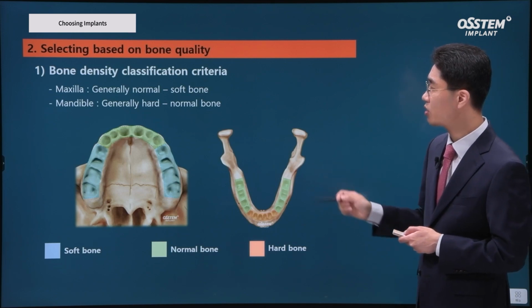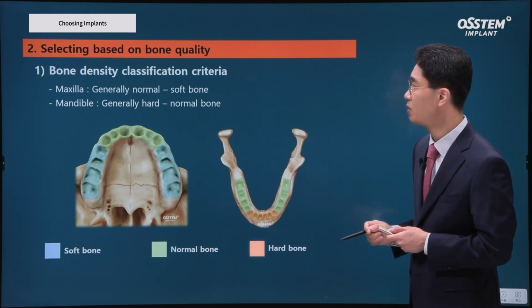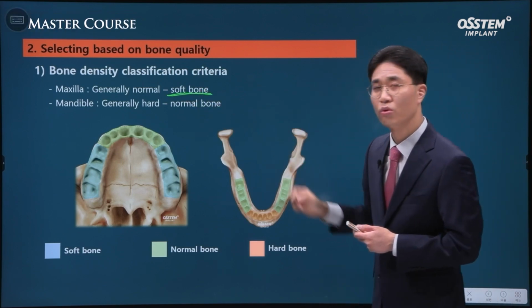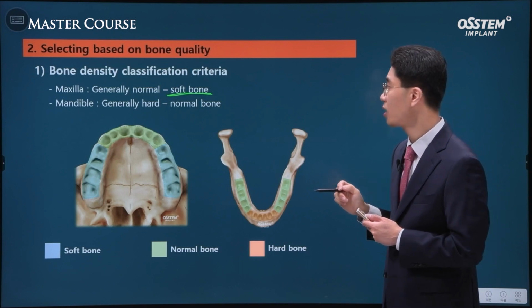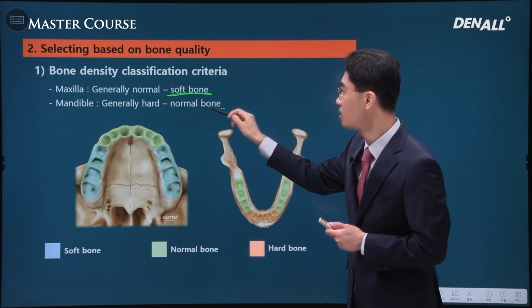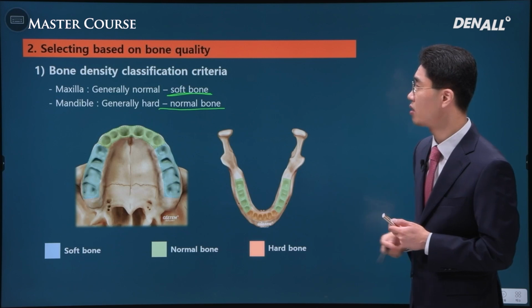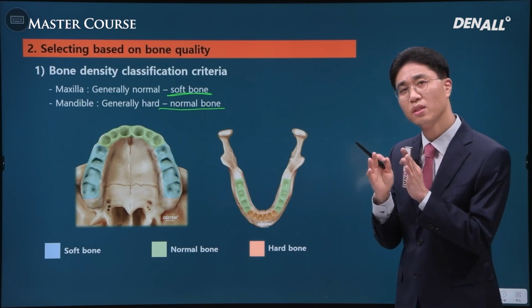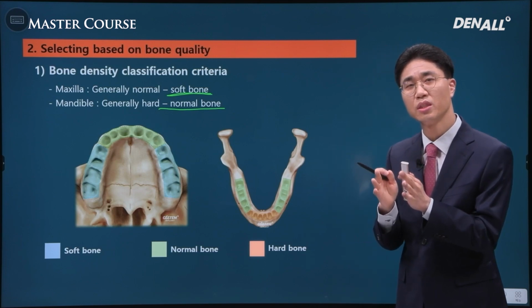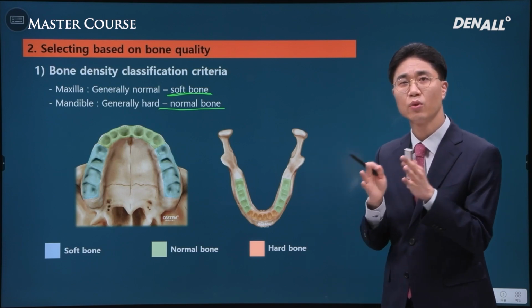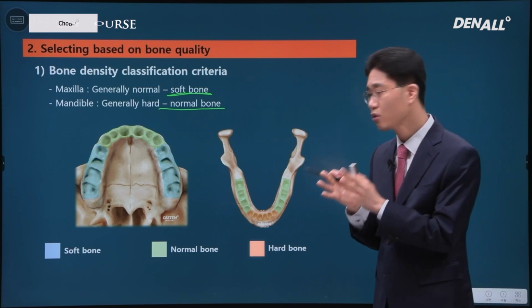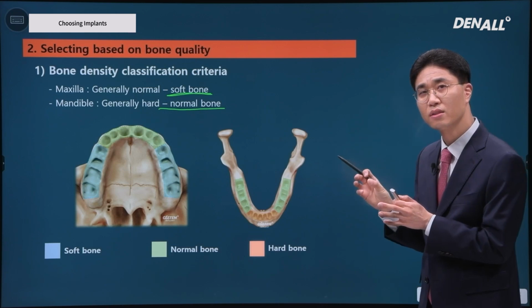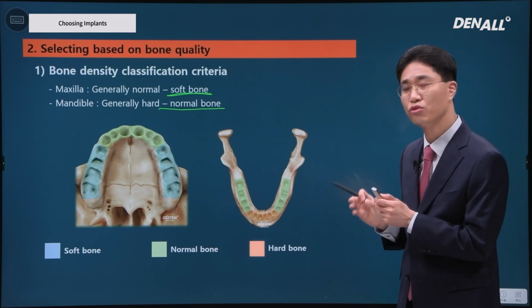This is not an absolute rule, but in general, in the case of the upper jaw, compared with the lower, the bone quality is known to be softer. And compared with the upper, the lower is known to be harder. We need to determine the implant accordingly, whether we're going to place the implant in the upper anterior, upper posterior, lower anterior, or lower posterior. Depending on bone quality, your choice of implant should differ.